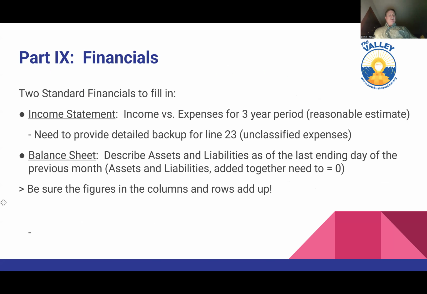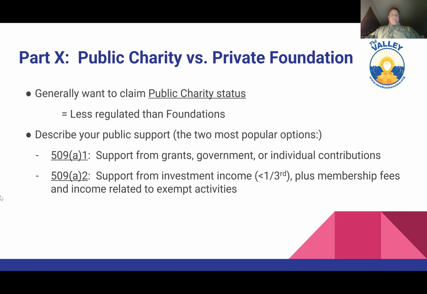Okay, finally, a few things on the financials. We got your income statement, which is more like income versus expenses for the 3-year period. And then you also have a balance sheet. The balance sheet is essentially what you have in the bank right now. So just make sure everything adds up. It's better to be a little bit conservative in what you're saying. Again, they're not going to hold you to this if, 2 years down the way or something like that.